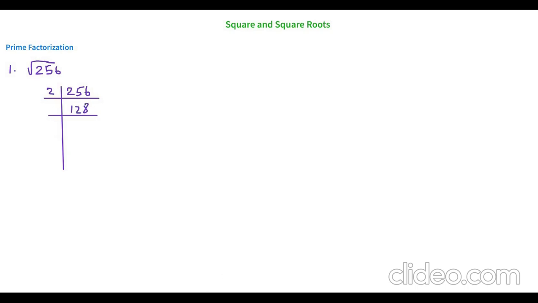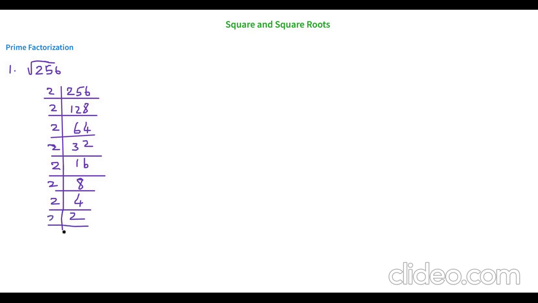128 can be further divided by 2, and 64 can be further divided by 2, so this becomes 32. 32 can be further divided by 2, so this becomes 16. And 16 divided by 2 becomes 8. 8 divided by 2 becomes 4. 4 divided by 2 becomes 2. And we can finish this as 2 times 1. This is the way we do the prime factorization method.